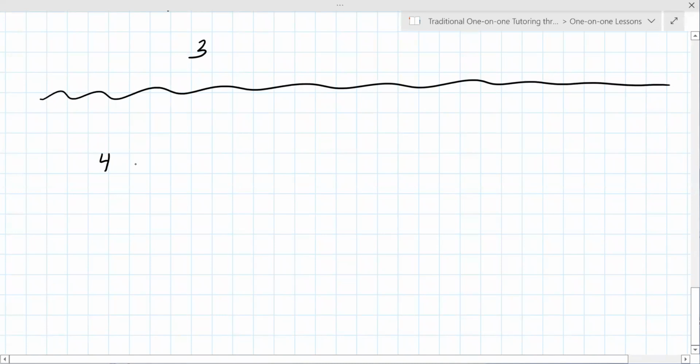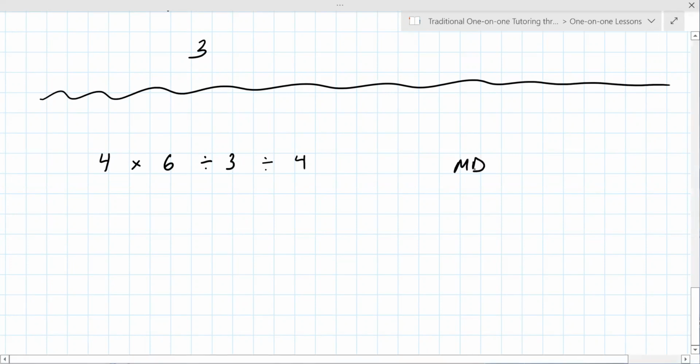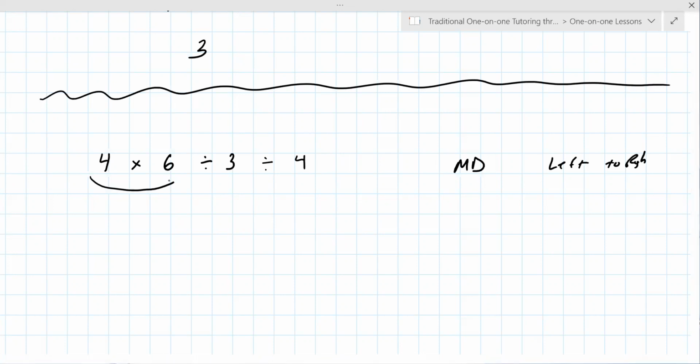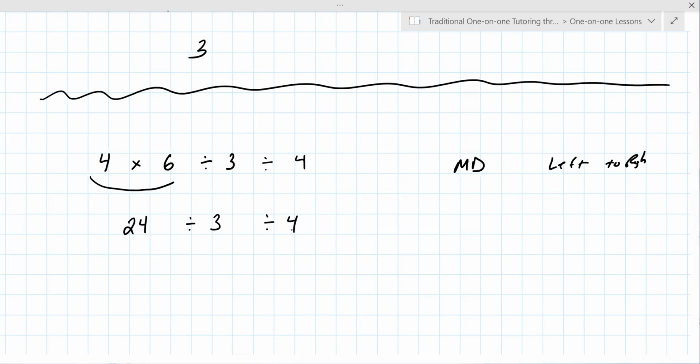All right, let's go: 4 times 6 divided by 3 divided by 4. Okay, so first we do the division, right? Nope, it's multiplication and division, so you can do them left to right. So it's 4 times 6, 24. Okay, divided by 3 divided by 4. So 24 divided by 3.